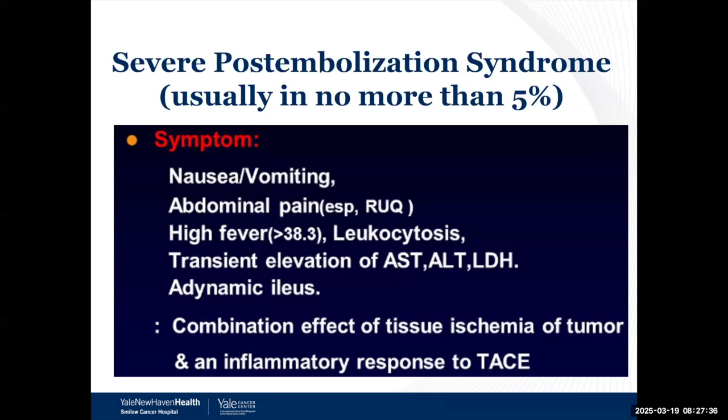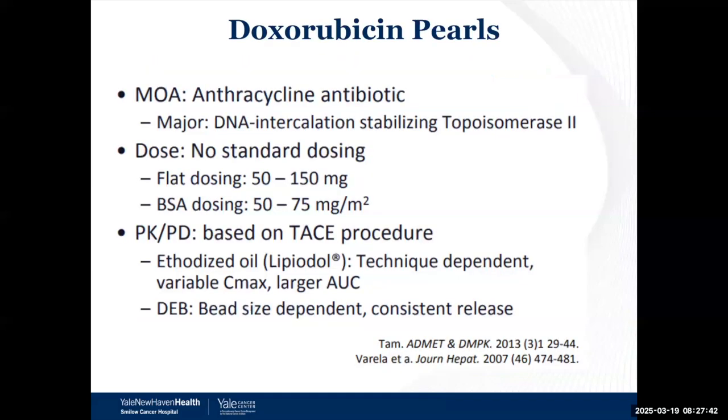Basically nothing you can do, but you need to just prepare your patients, sometimes admit them for pain control and management of symptoms. All right, doxorubicin, I want to talk about that a little bit. So this is the very important agent that we use. It's an anthracycline antibiotic. Basically, what we do is we just inject poison at high concentrations.